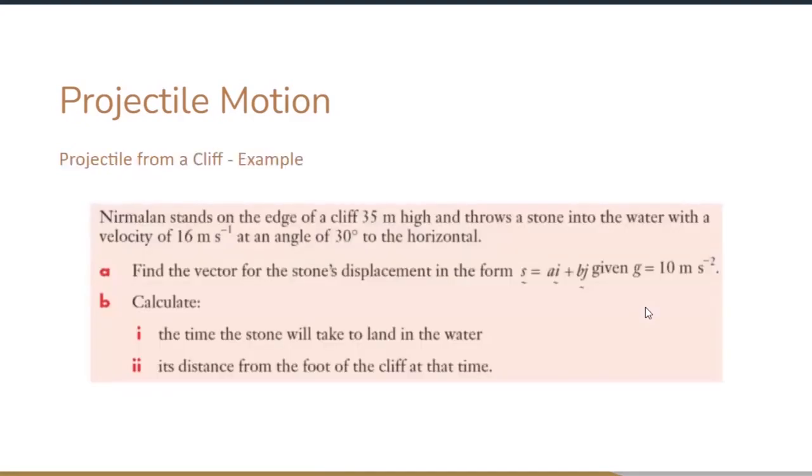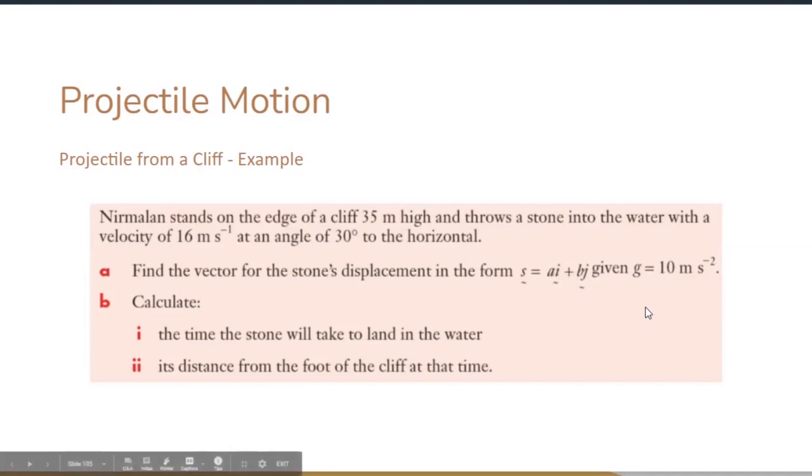So looking at the question: Marlin stands on a cliff 35 meters high and throws a stone into the water with a velocity of 16 meters per second at an angle of 30 degrees to the horizontal. Find the vector for the stone's displacement in the form s equals ai plus bj, given g equals 10 meters per second squared.